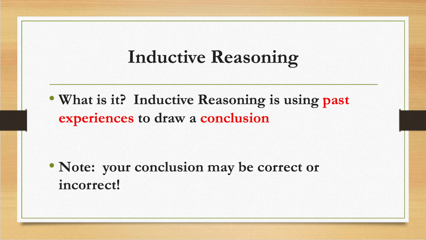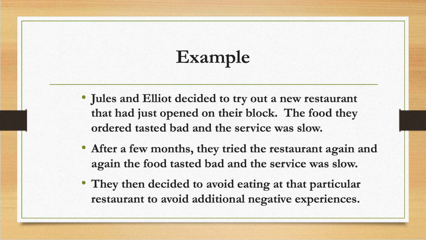Let's begin with the definition. Inductive reasoning is using past experiences to draw a conclusion. So you are using what has happened in the past to draw a conclusion about what is going to happen in the future. Important to note, the conclusion that you draw may be correct or incorrect. It doesn't really matter. It's still inductive reasoning because you drew the conclusion. Okay? We're just going to look at some examples here.